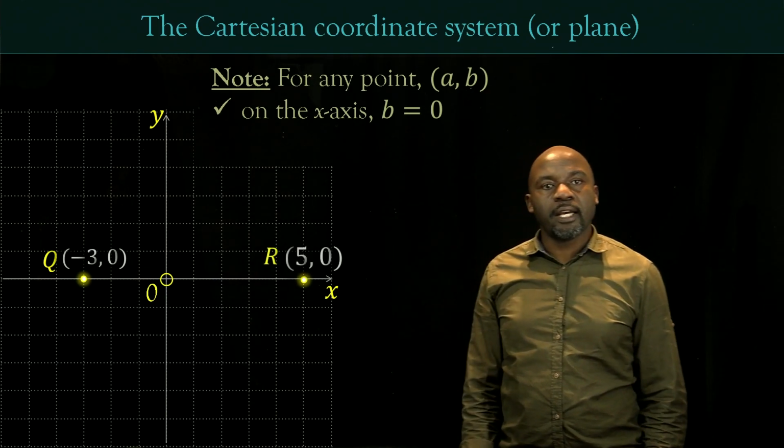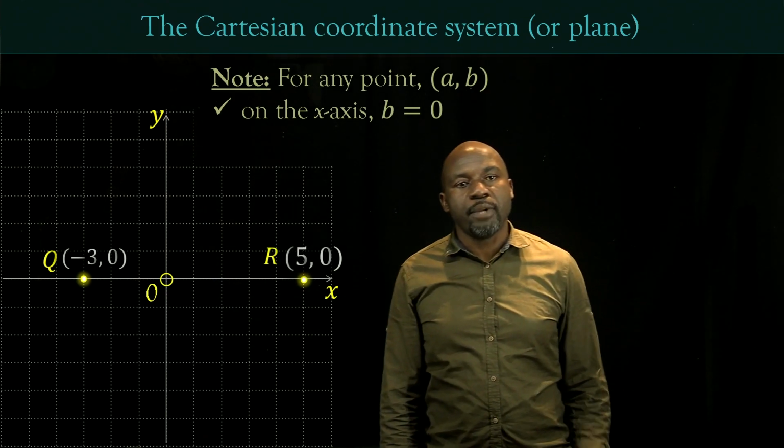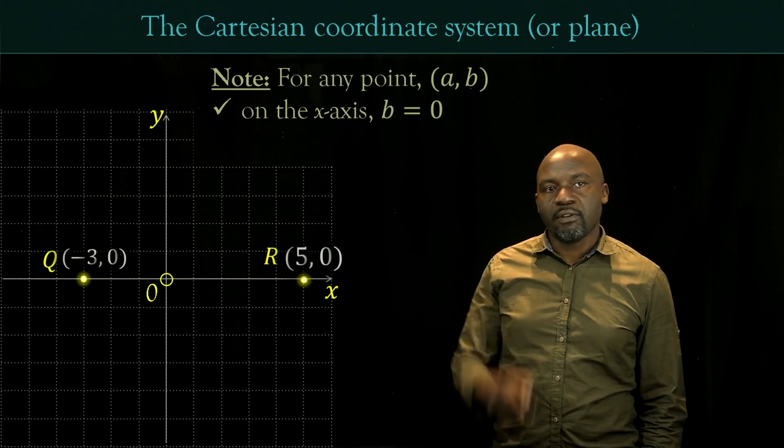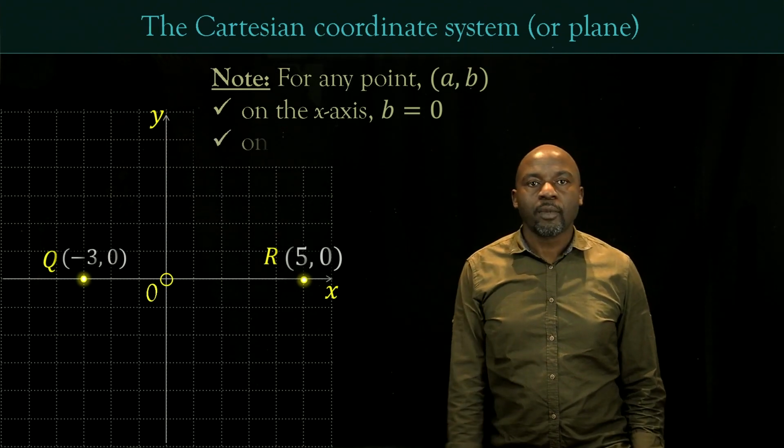Here is another one there. So the coordinate there is (5, 0), meaning that the y-coordinate is 0. The value of B there is 0. Okay?